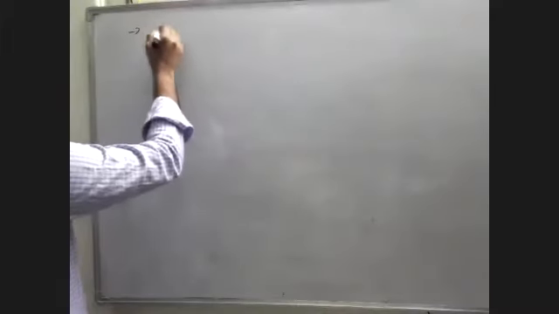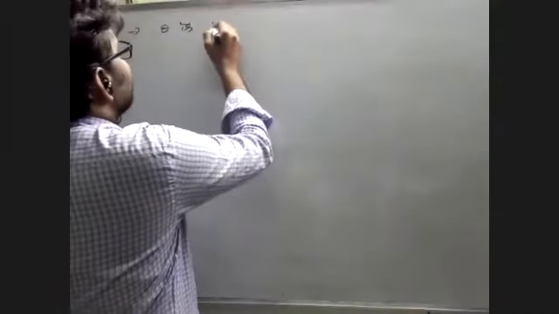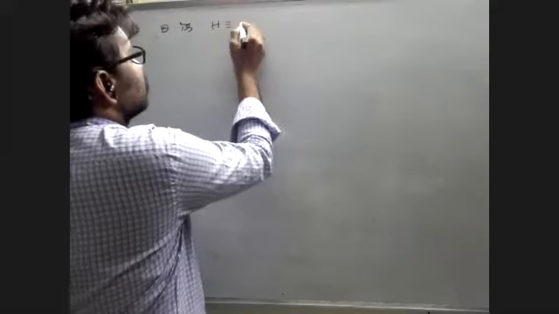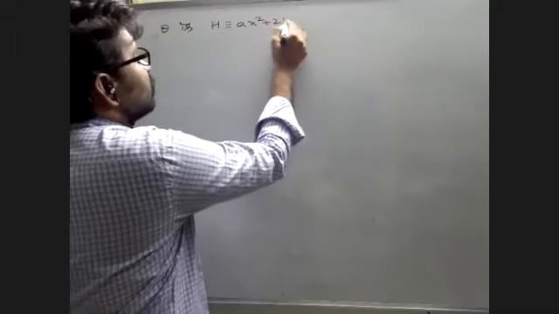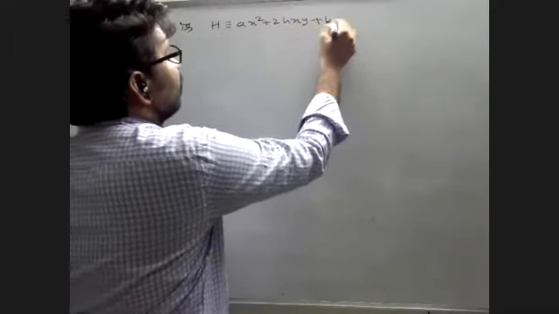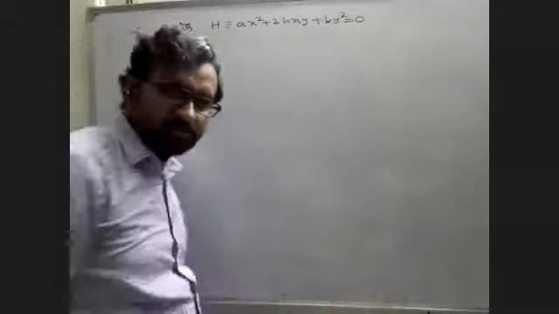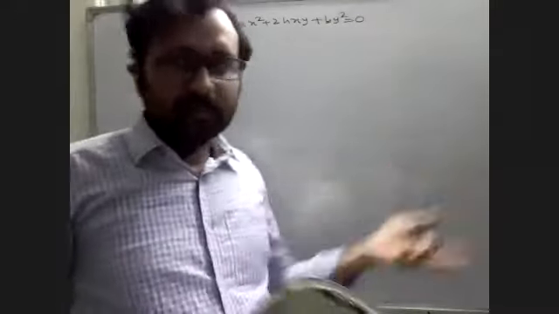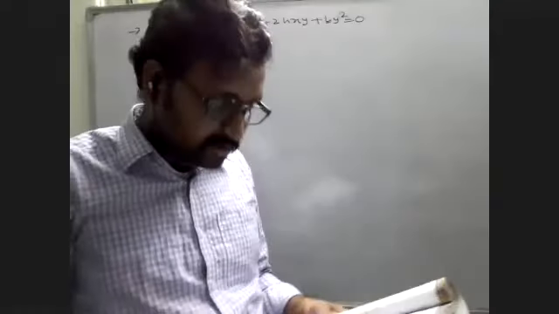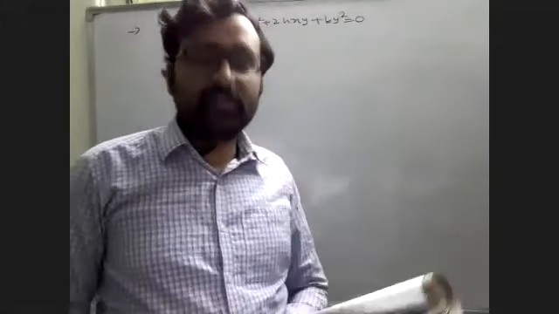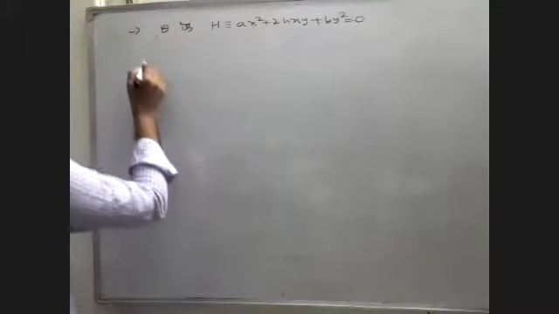So if theta is an acute angle, I always told you to take the acute angle only. If theta is an acute angle between the pair of lines, I am writing between the pair of lines, homogeneous, Ax square plus 2hxy plus by square equal to 0. Between the pair of homogeneous lines. For non-homogeneous also we can use these same formulas for the angle. Then cos theta, this is the theorem we have.